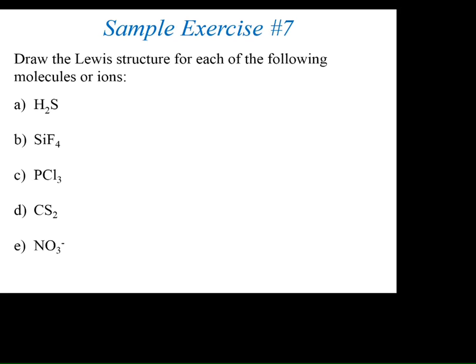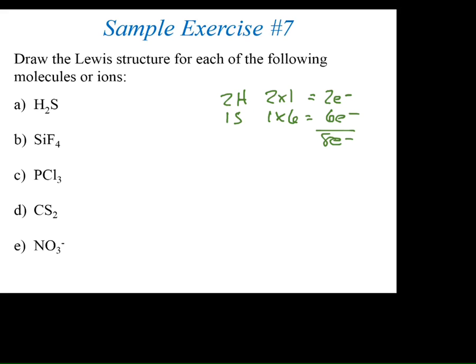So step 1 says, add up the valence electrons. So how many valence electrons do I get from each hydrogen? So I have 2 hydrogens. Each of those gives me 1. That's a total of 2 electrons, right? I have 1 sulfur. How many does that 1 sulfur give me? 6. It's in group 6. I have a total of 8 electrons to account for, right? Okay, thank you, Austin, for nodding.